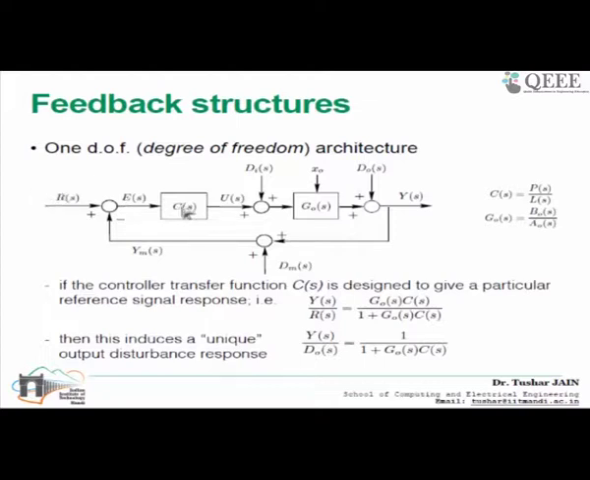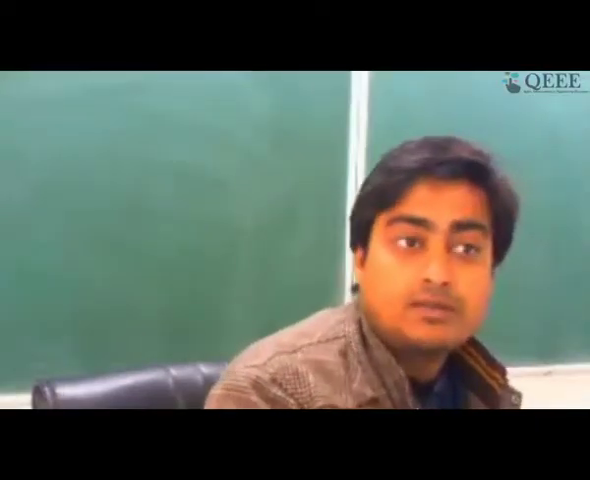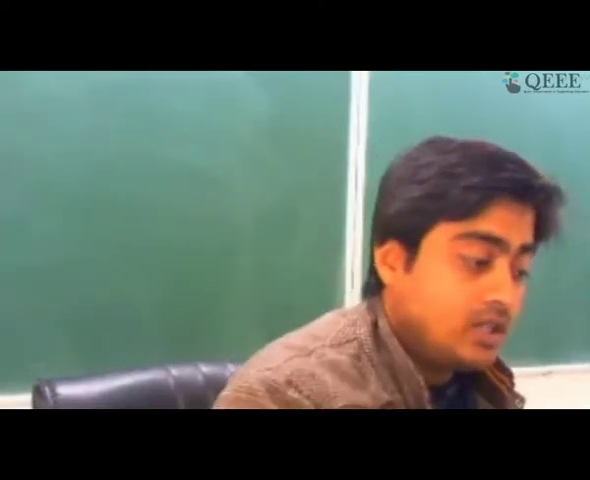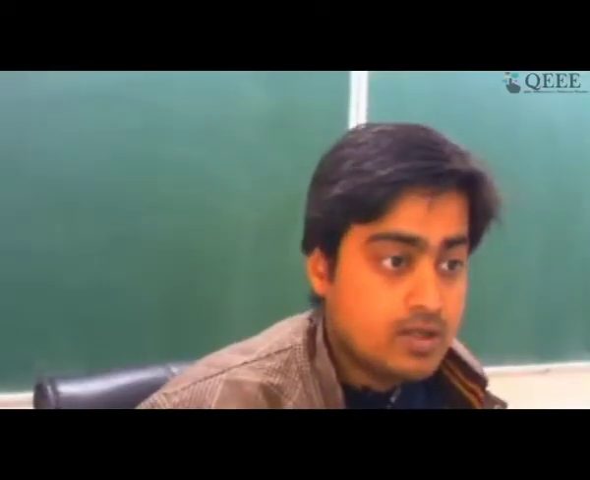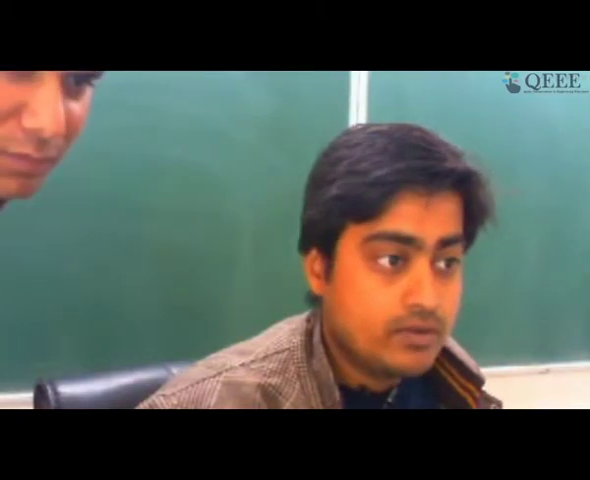Either you design this single controller to give the desired response with respect to the R of S, or with respect to the D of S, the disturbances. But just write these two transfer functions, the ratio of Y of S over R of S and Y of S over D O of S, so that we will see how these two transfer functions help you determine stability later on. We'll come to the two degree of freedom architecture in a while. Let's take some interaction session or some questions we have.